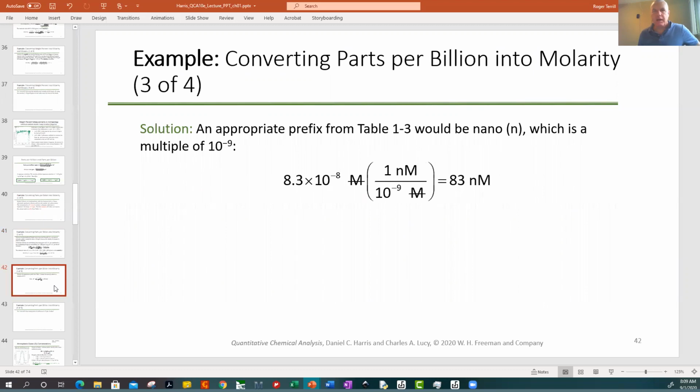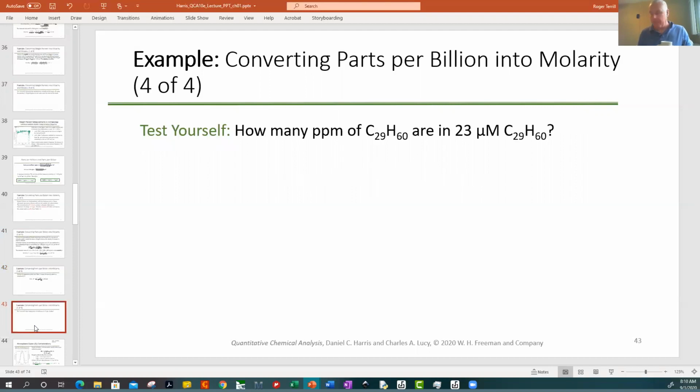So now, in order to convert this into a proper prefix, you go 10 to the minus 8 is close to 10 to the minus 9, right? So you can divide this by 10 to the minus 9, yeah, and get nanomolar. So 83 nanomolar. Which, by the way, is really low. Parts per billion, there you go. So let's do this one. How many parts per billion of this wax are in 23 micromoles?